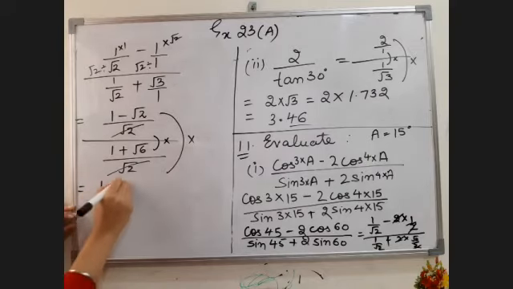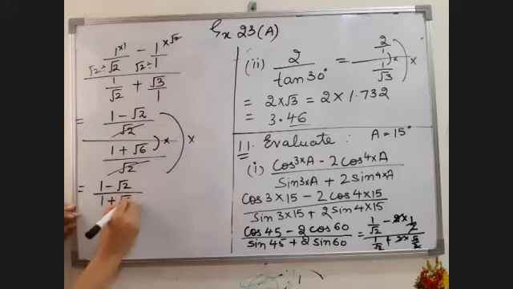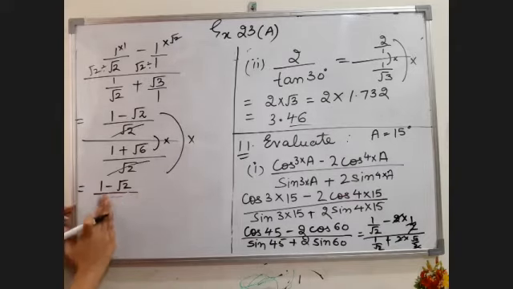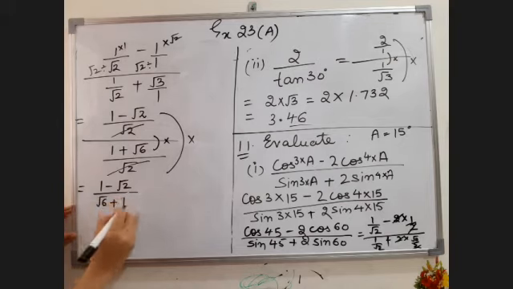1 minus root 2 by 1 plus root 6. Now we can cancel this off. We will write root 6 plus 1, because this question has now become similar to the questions which we did in chapter 1, rational numbers. So we have to rationalize it.